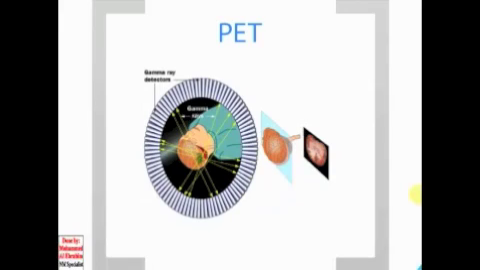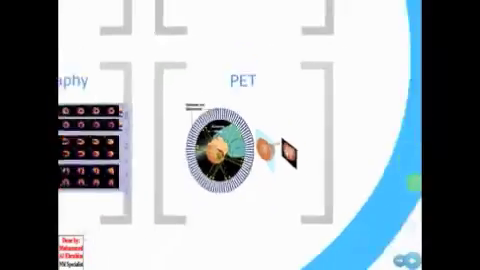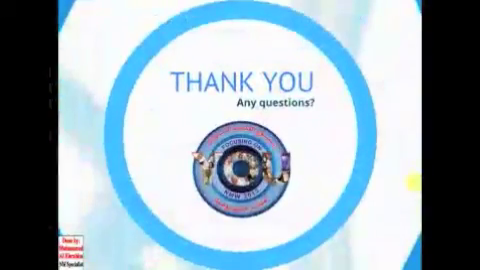It's like a ring, the device itself. So the patient, of course, is the one who's emitting the radiation. So the detectors are detecting the emitted radiation through a process called annihilation, and then the computer will do the reconstruction afterwards. Any questions?